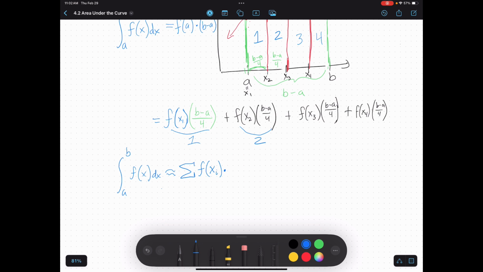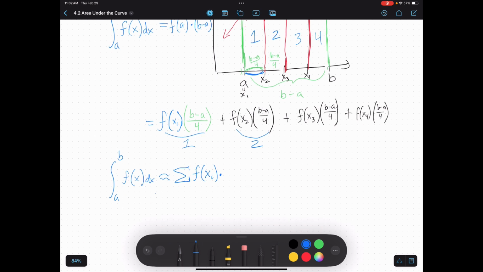Well, what is that b minus a over 4? That b minus a over 4 is my width between my x values. I have another way to express that from when we talked about derivatives. I can express that using delta x. Delta x represents that distance between your x values, your change in x.